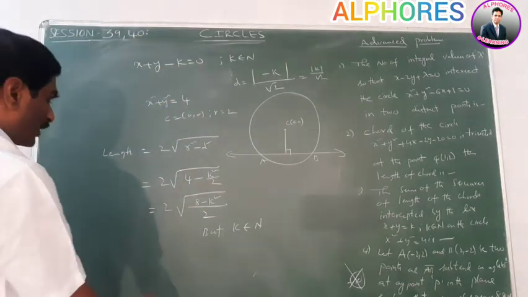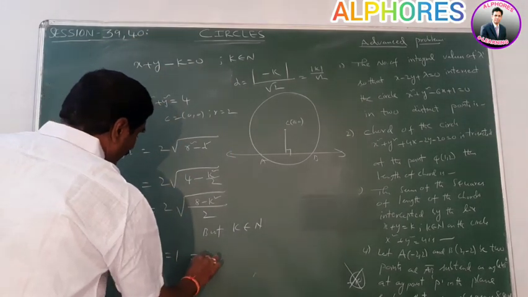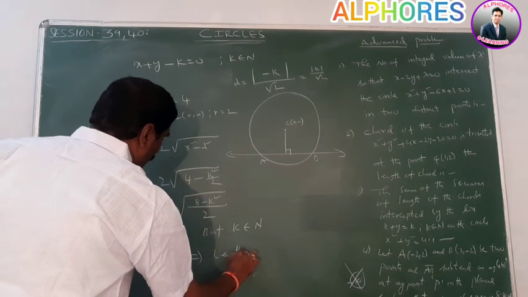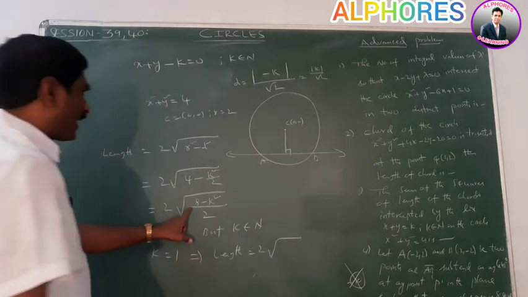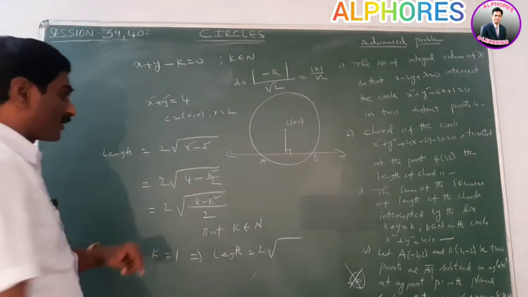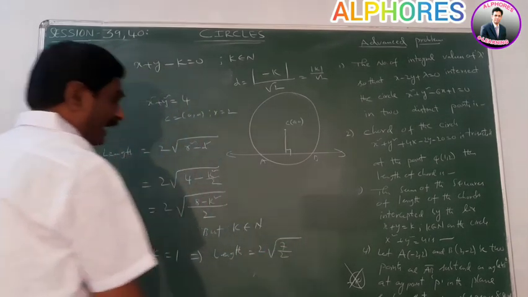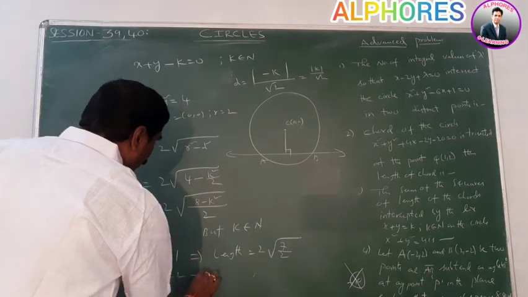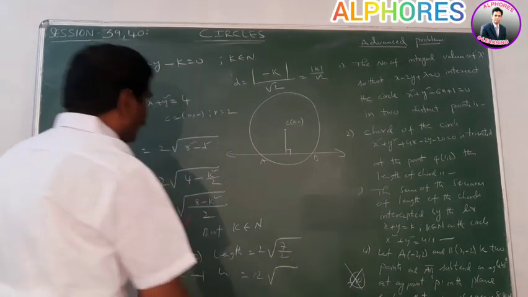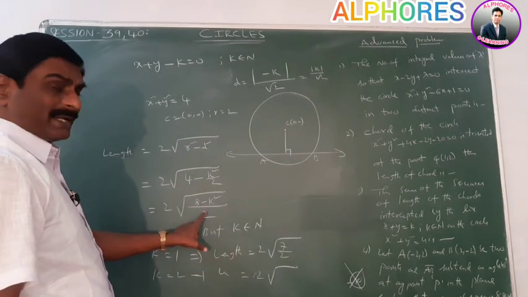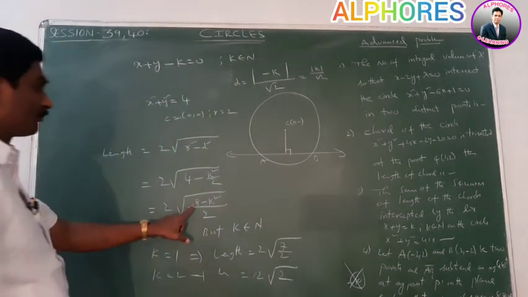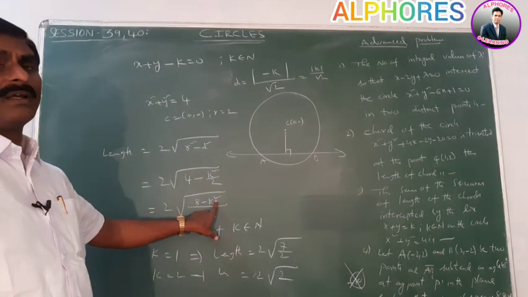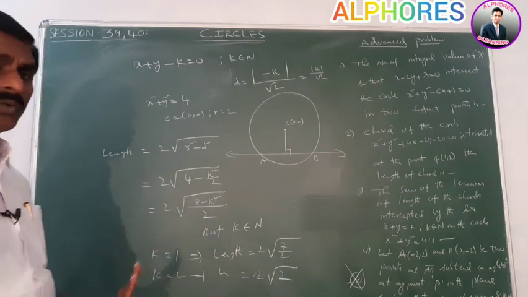Suppose k is equal to 1. Length of the chord is equal to 2 root of 8 minus k square, with k value 1, 8 minus 1 means 7 by 2. It is defined. It is possible. Suppose k is equal to 2. What is the length of the chord? 2 root 8 minus 2 square, which is 4, by 2. Please observe this point: 8 minus 2 square, 8 minus 4 means 4 by 2 means 2, so 2 root 2.